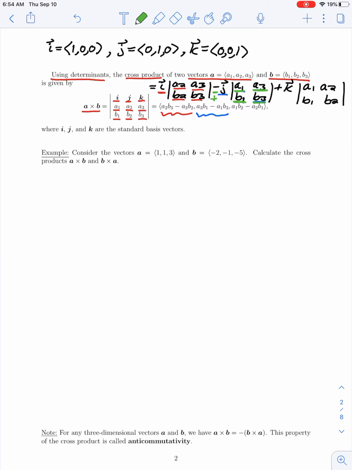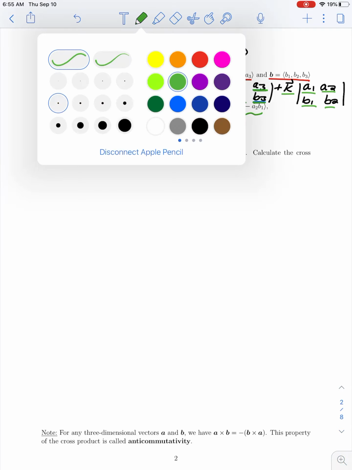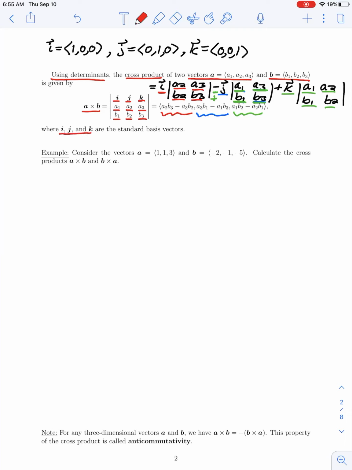And then for our last component, we have plus k, so the third component of my vector would be the determinant of this 2 by 2 submatrix, A1, B2 minus A2, B1, which is exactly what we have here. And where these i, j, and k are the standard basis vectors for R3. So making use of this determinant notation for the cross product, it becomes much easier to remember that formula that we introduced in the beginning of this section.